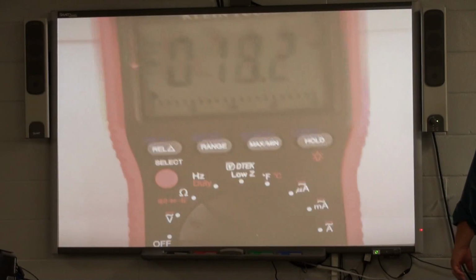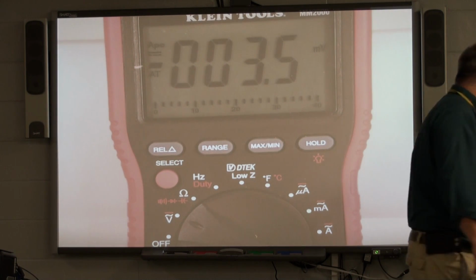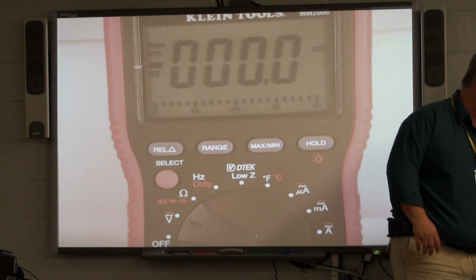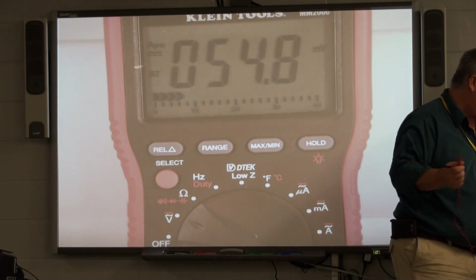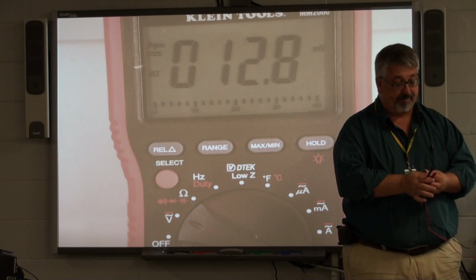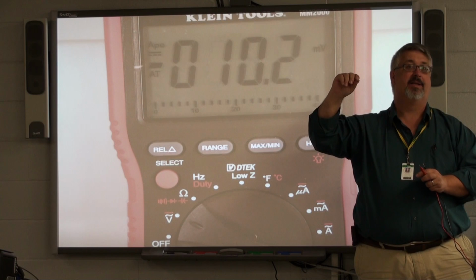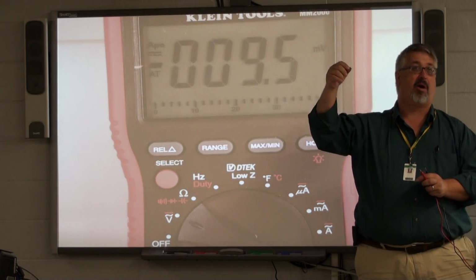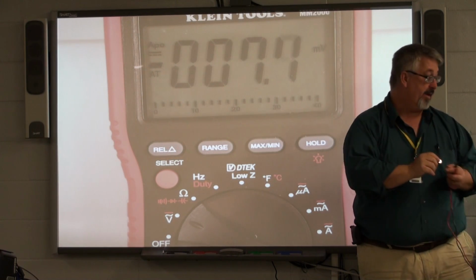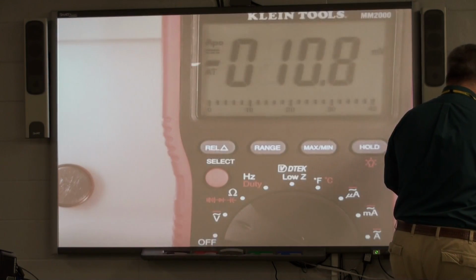So let's go back to either our Klein or our Amprobe, which is what most of you use. And they're very similar. There. So I'm measuring DC voltage. Now the first thing we did was we measured our little coin battery, or at least the first one in the list. Might have jumped around a little bit. And a coin battery, one side is positive, it's typically the larger side that comes on up, and the other side is negative.